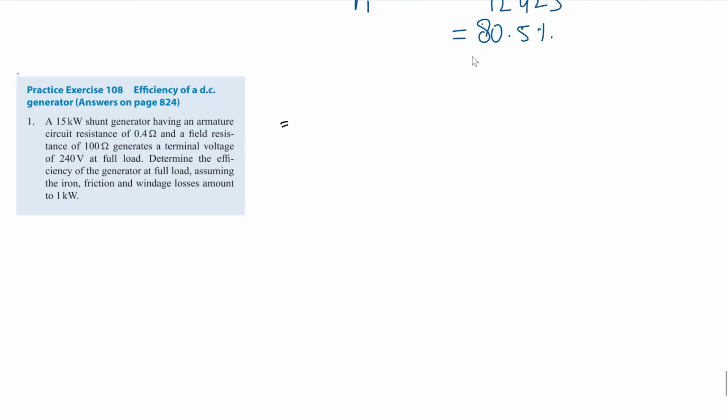So we have now this practice question. Let us attempt this. Given is a 15 kilowatt shunt generator having an armature circuit resistance RA of 0.4 ohm and field resistance RF of 100 ohm, and terminal voltage V is 240 volt at full load. So the full load output power is 15 kilowatt. This is the rating of the generator. It is operating at full load, so it is giving us 15 kilowatt.